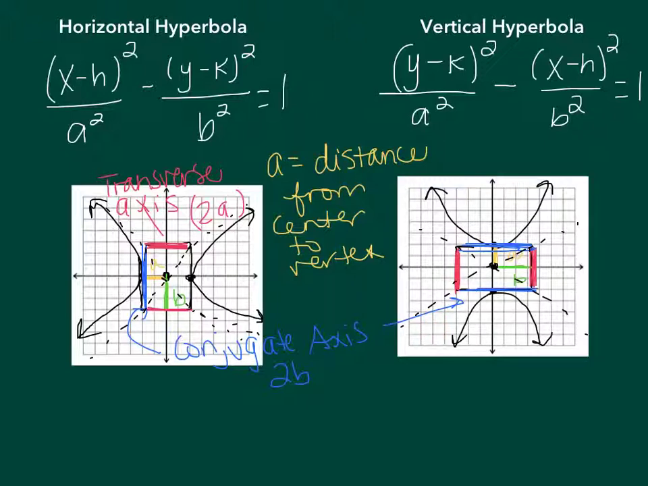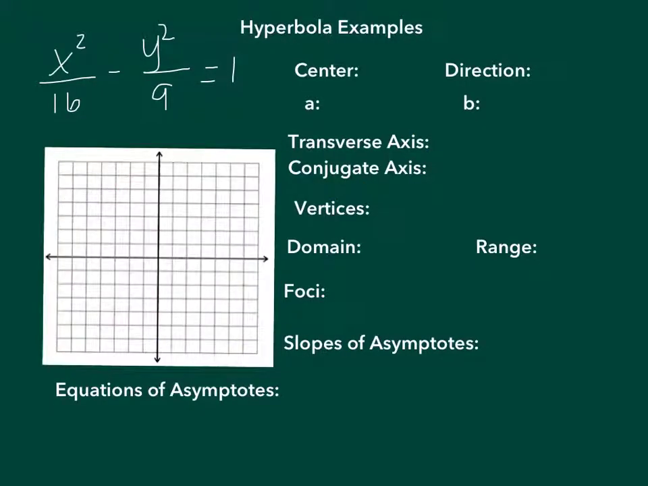And the other thing I forgot to mention is that this point right here is your center. And that's just your h and k. Just like with the circle and the ellipse, you'll change both signs. So the center is h and k. All right, so let's put everything together in this example.